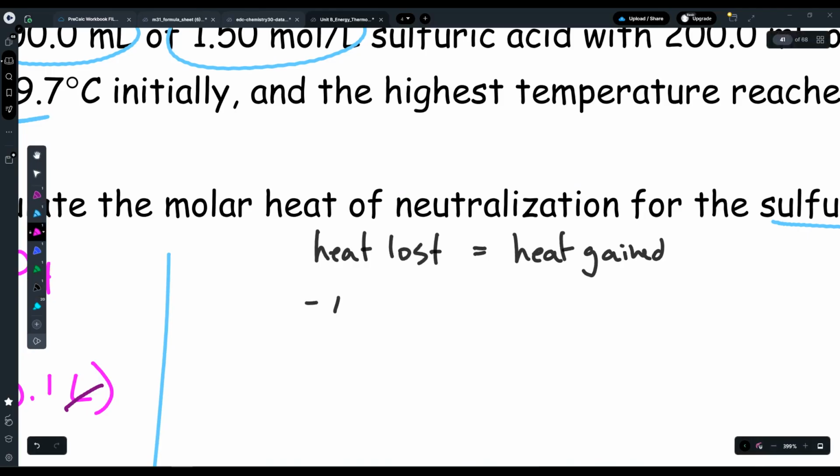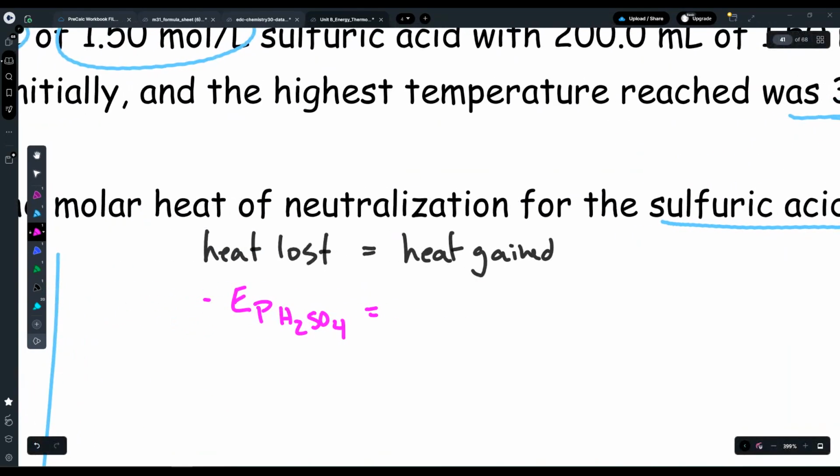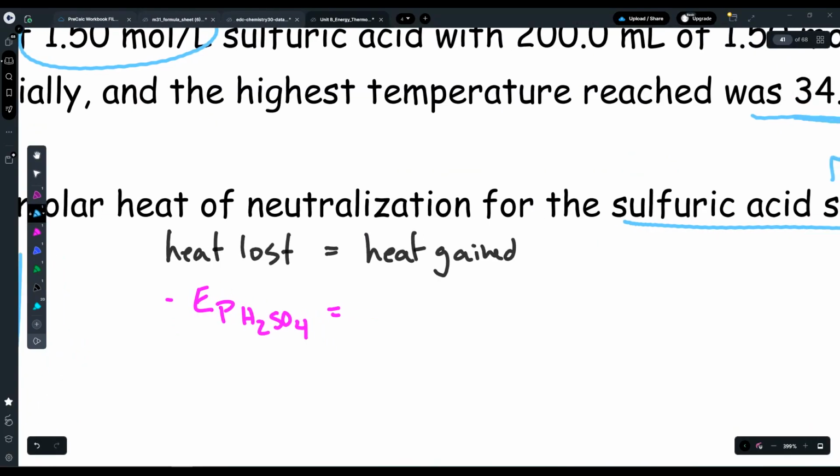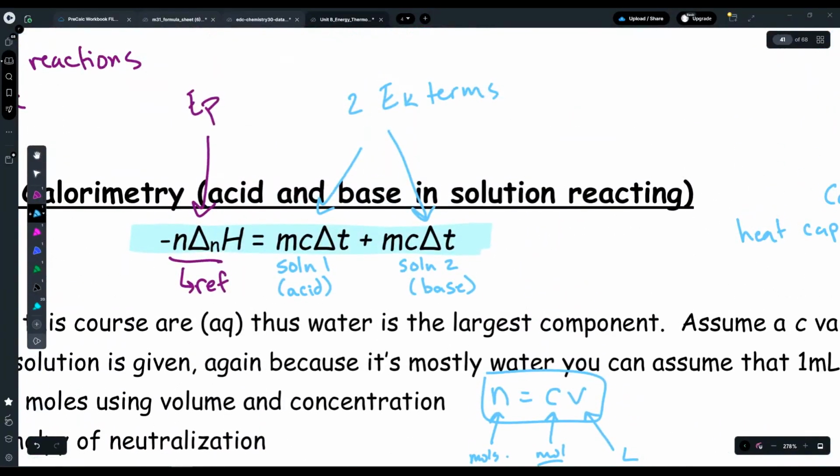So we're going to have the negative, I'm going to change that color there, negative nEnthalpy, so the negative goes on this side because it is an exothermic reaction, and this is for sulfuric acid specifically, because that was our reference substance. Okay, and then our heat gained, remember we have two kinetic energy terms, one belonging to the acid and the other one belonging to the base.